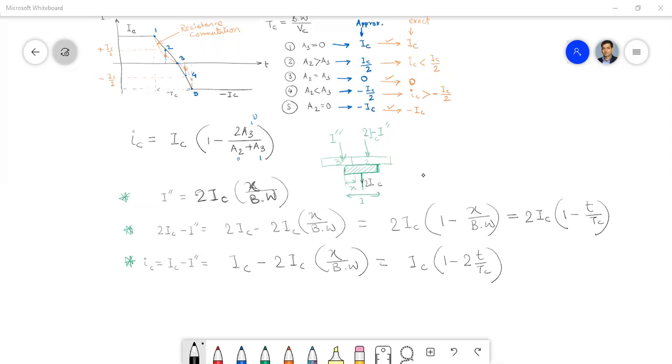When the whole brush is in contact with 3, then I double prime becomes 2IC, but now it is not fully in contact; only a fraction is in contact, and that fraction is X by brush width. If the total current value is 2IC, then now only X fraction of that will flow. That is 2IC into X by brush width. And the rest of the things are derived on. The small IC value is also derived.